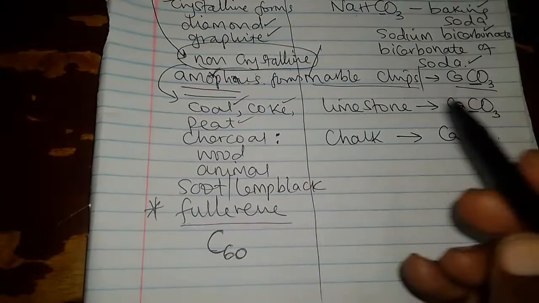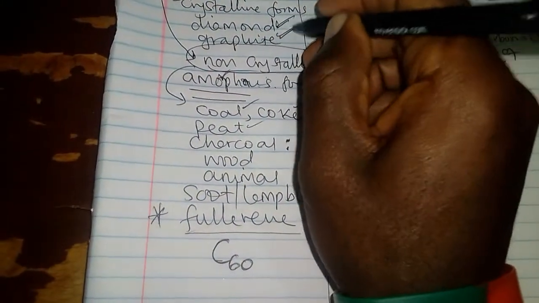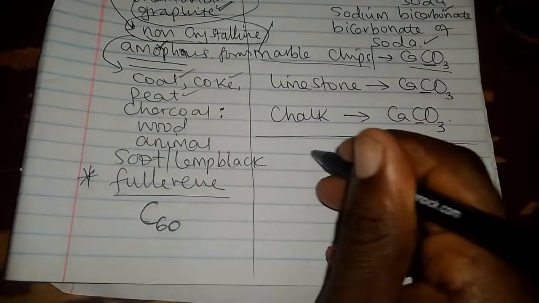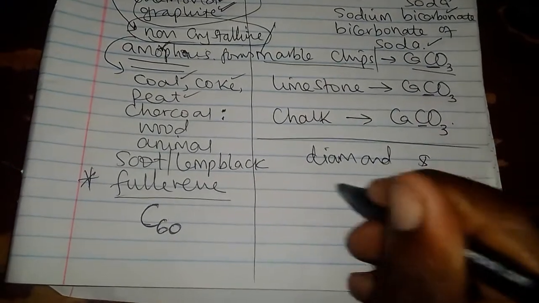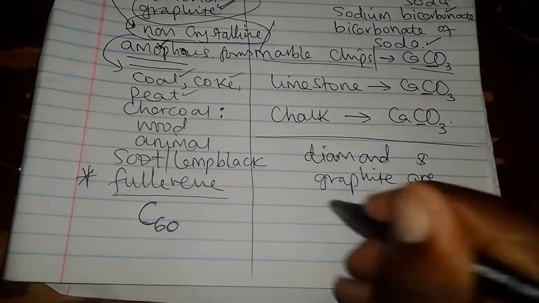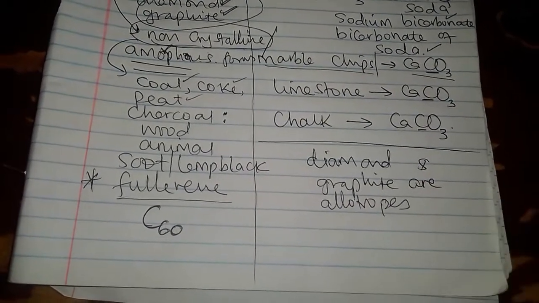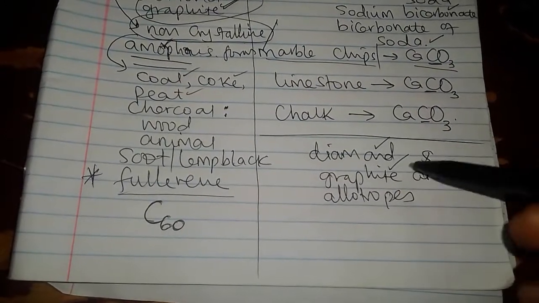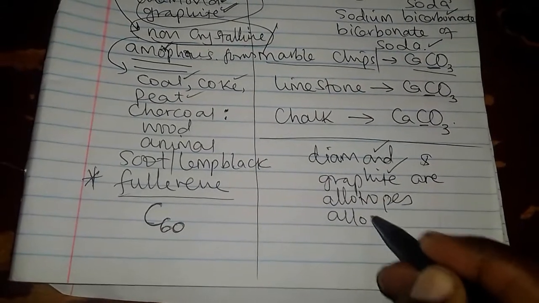Now let me take you somewhere here. When we talk about diamond and graphite, it's good that you understand these things. In chemistry, we always say diamond and graphite are allotropes of carbon. The regular forms, the crystalline forms of carbon, diamond and graphite. Allotropes. Now you may want to know the meaning of allotropes or allotropy.